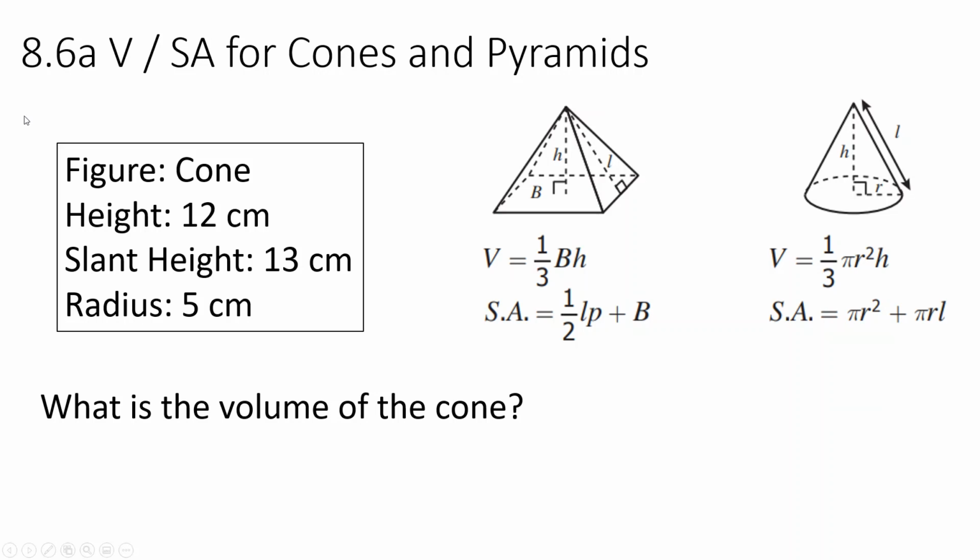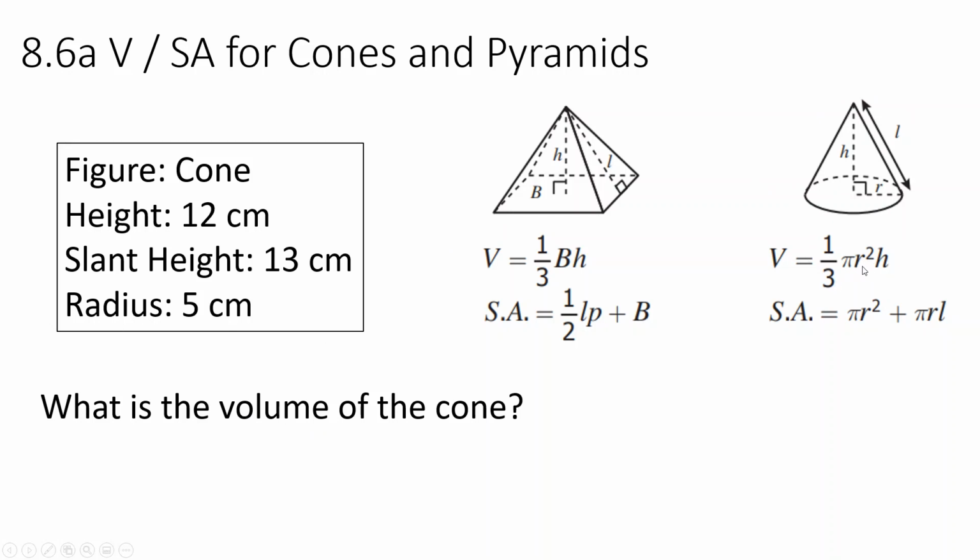All right, so volume and surface area. So they're saying we have a cone. Its height is 12, its slant height is 13, its radius is 5. And they want to know the volume. Well, we can go over here. We have our cone picture. We have 1/3 pi r squared h.